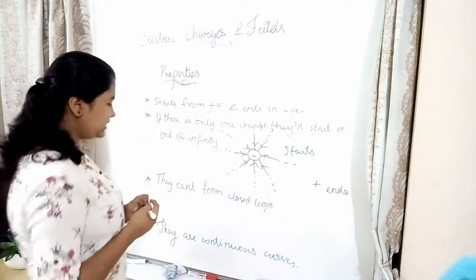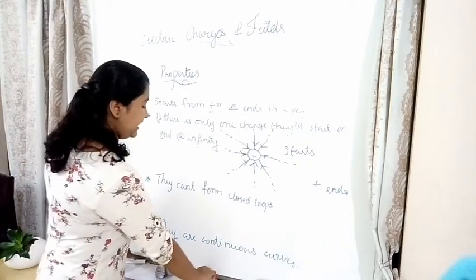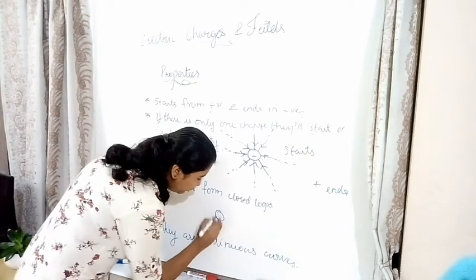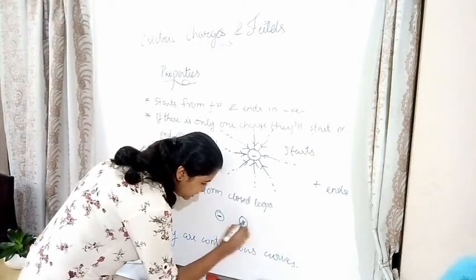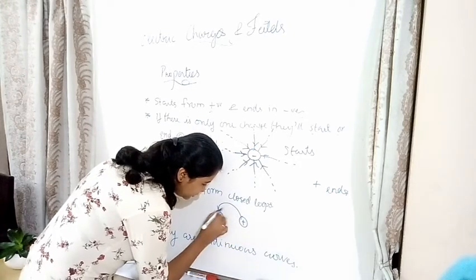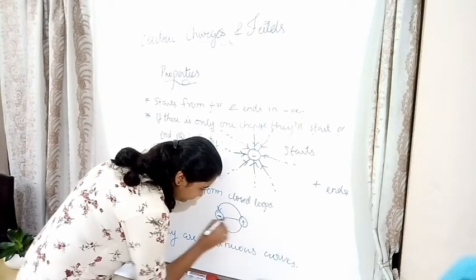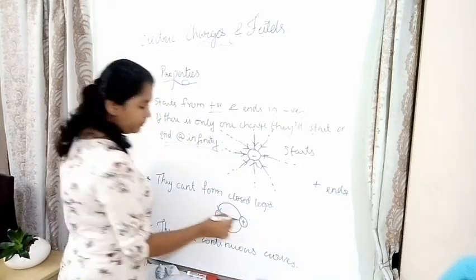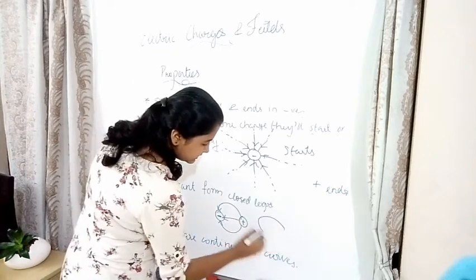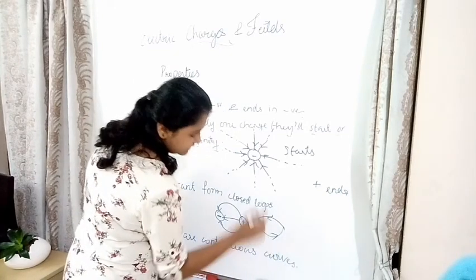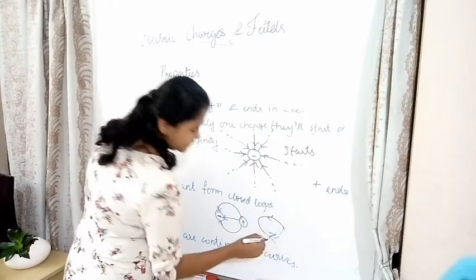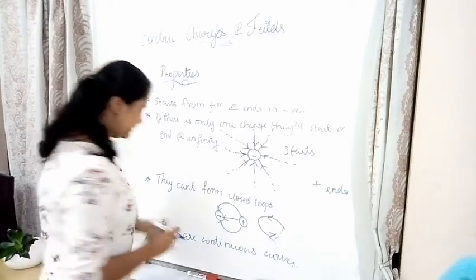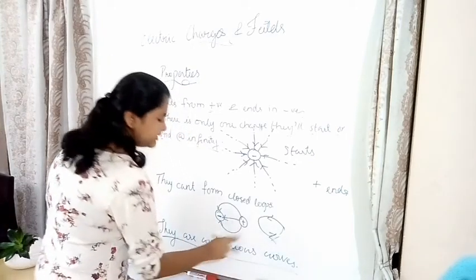The next point is that field lines cannot form closed loops. We learned it before. If this is negative and this is positive, it moves from positive to negative, from positive to negative. This is the positive charge, this is the negative charge. You can see it's not a closed loop. It doesn't go like this and then come back like this. It's the same direction. Over here also it's like this. So they are not closed loops. The next point is they are continuous curves.